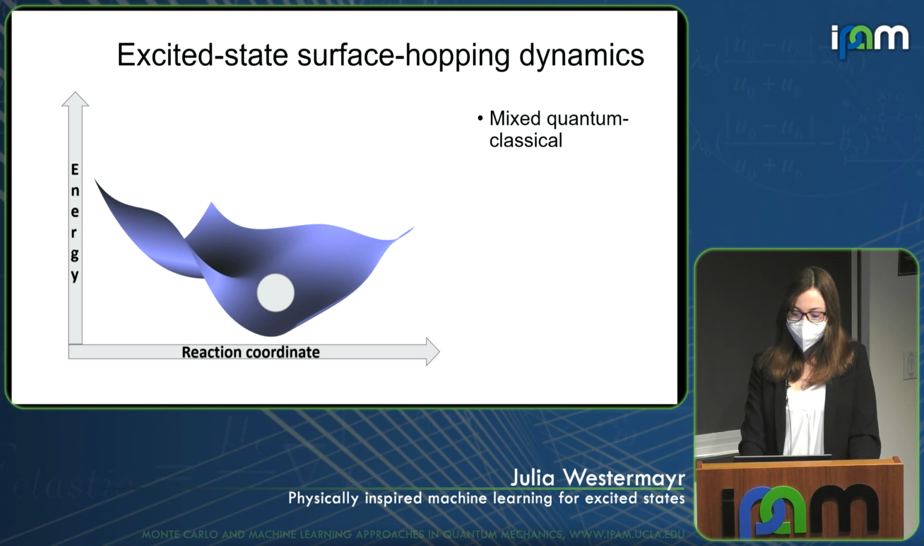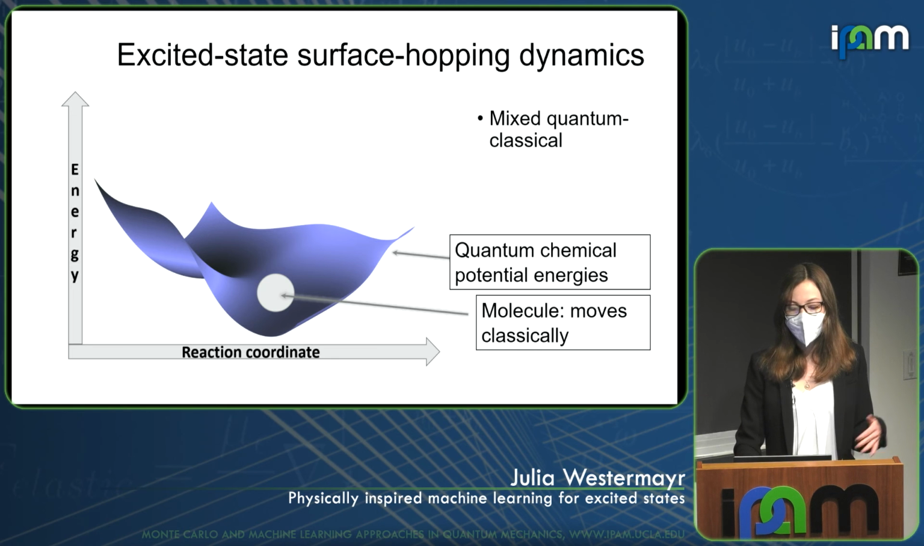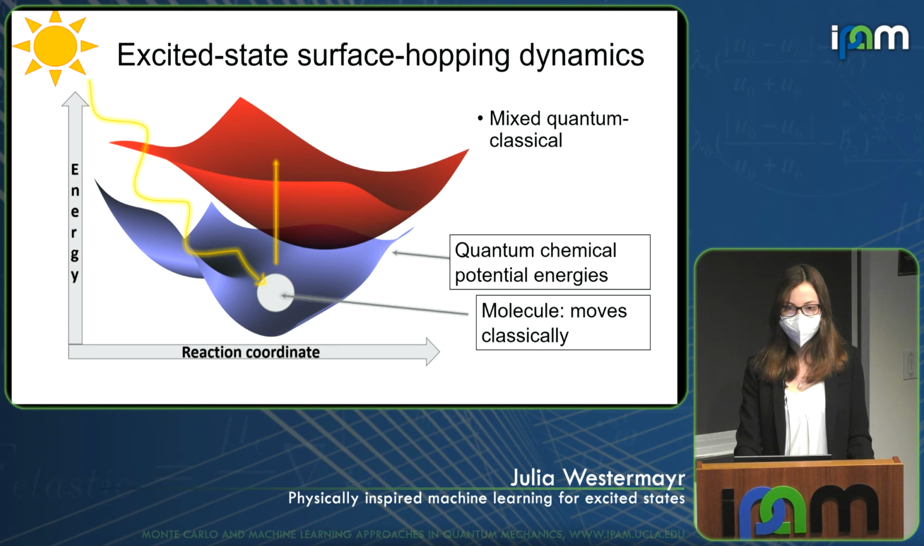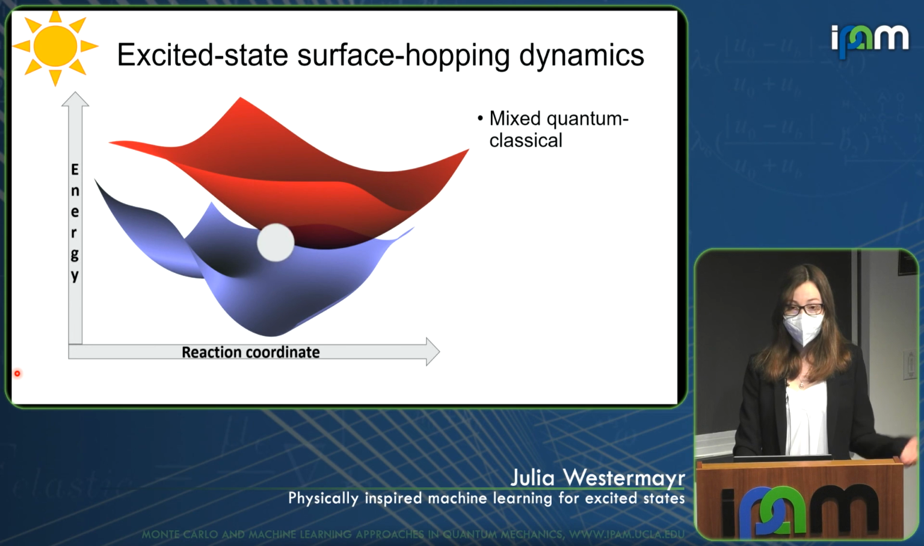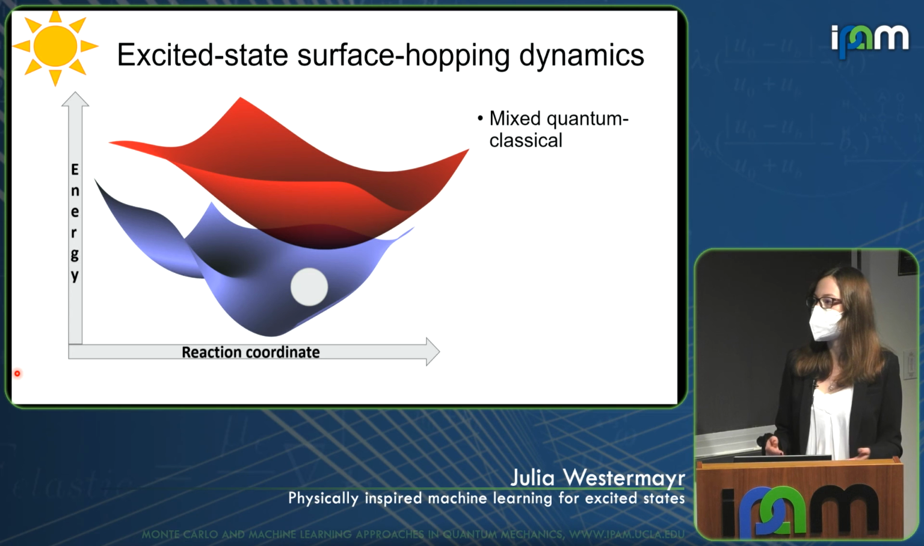Surface hopping is a mixed quantum classical method where the molecule moves classically on potentials that are computed with quantum chemistry. Now, this is what you all know from ground state molecular dynamics. But when light enters, there are more potentials that become accessible. The molecule can access a higher electronic state, and then we need to follow the motion of the molecule on the excited state potential.